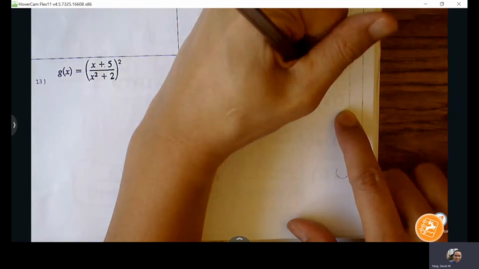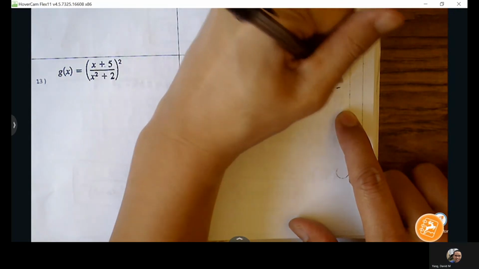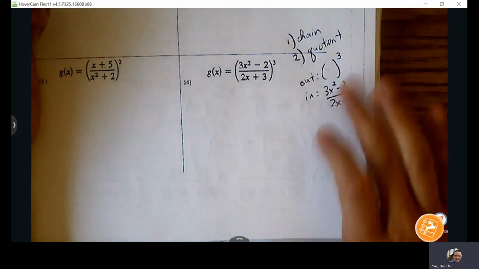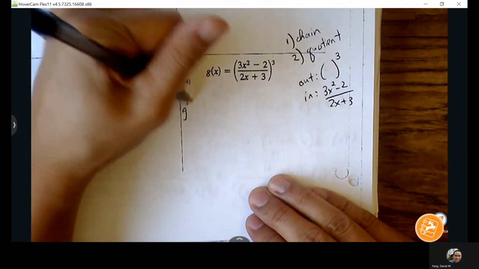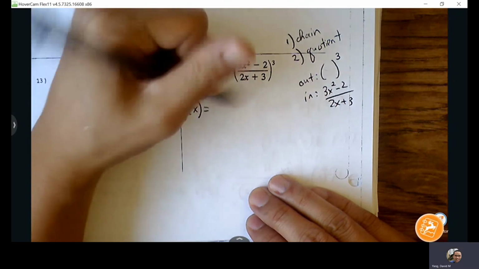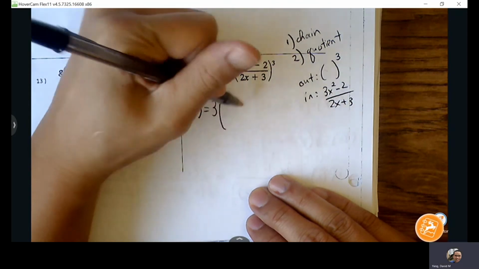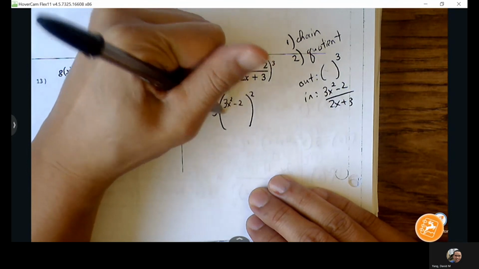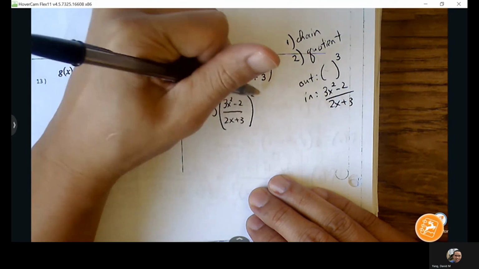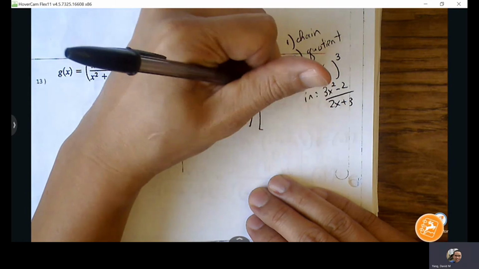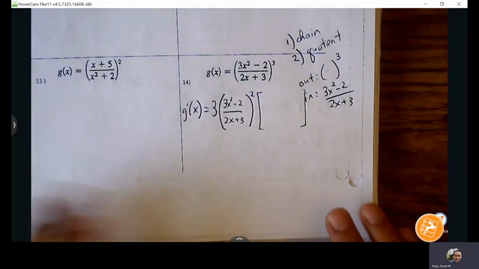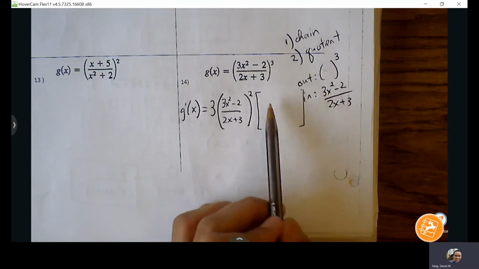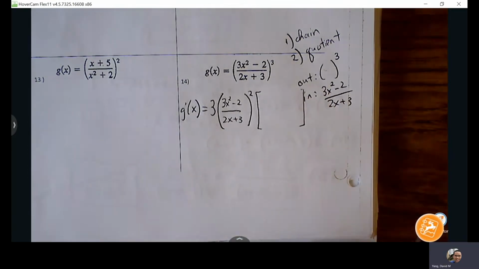Okay, so inside function here. Okay, so outside first. 3 parentheses squared. All that's going to go inside is going to be quotient rule, right? F prime g minus fg prime all over g squared.